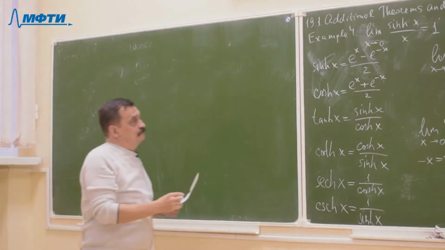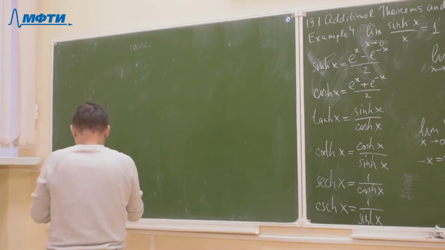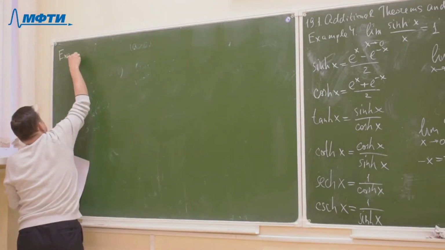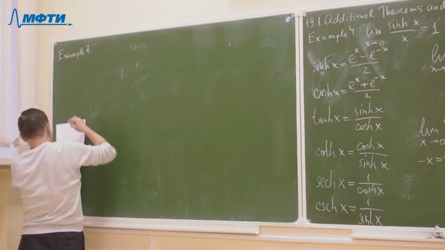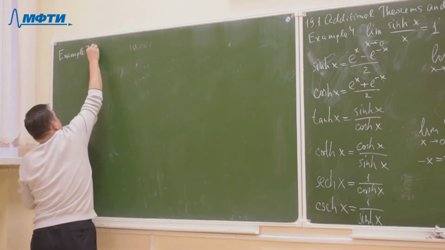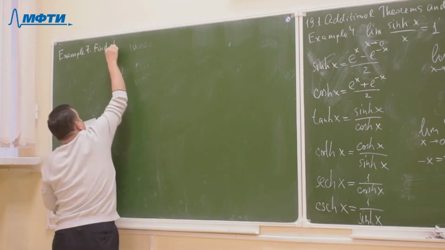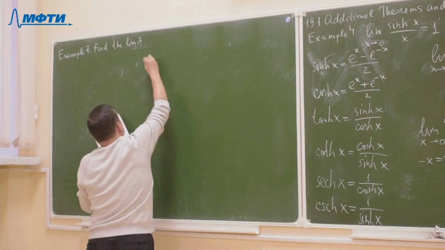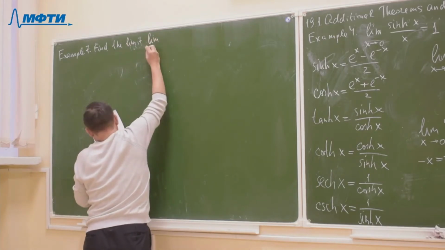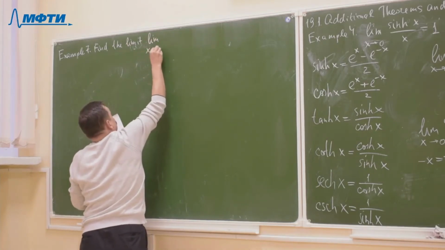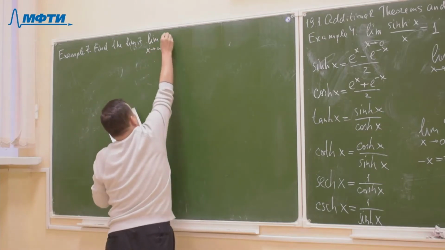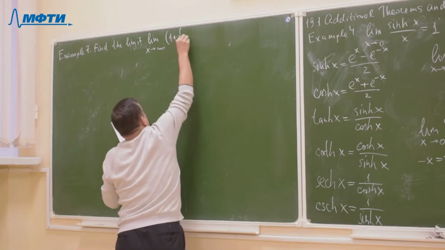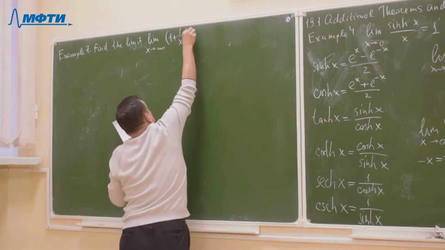Example 7. Find the limit as x tends to infinity of (1 plus 1 over x squared) power x.